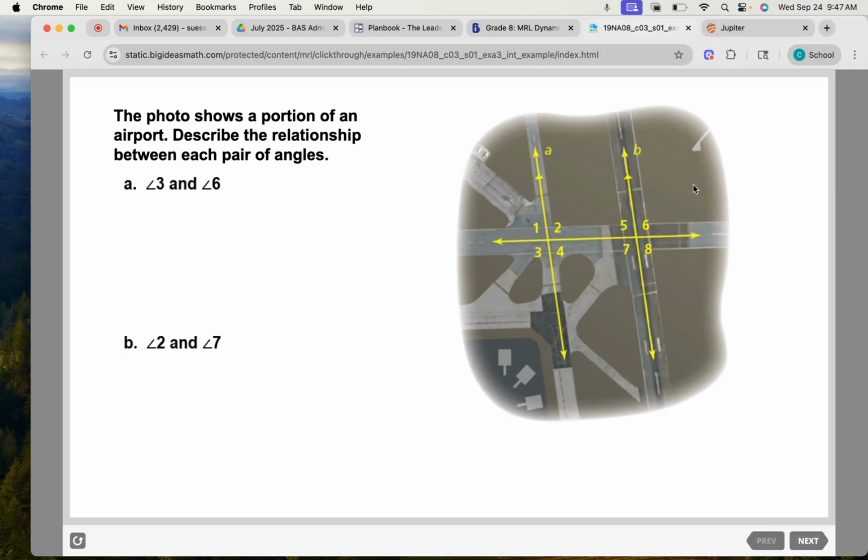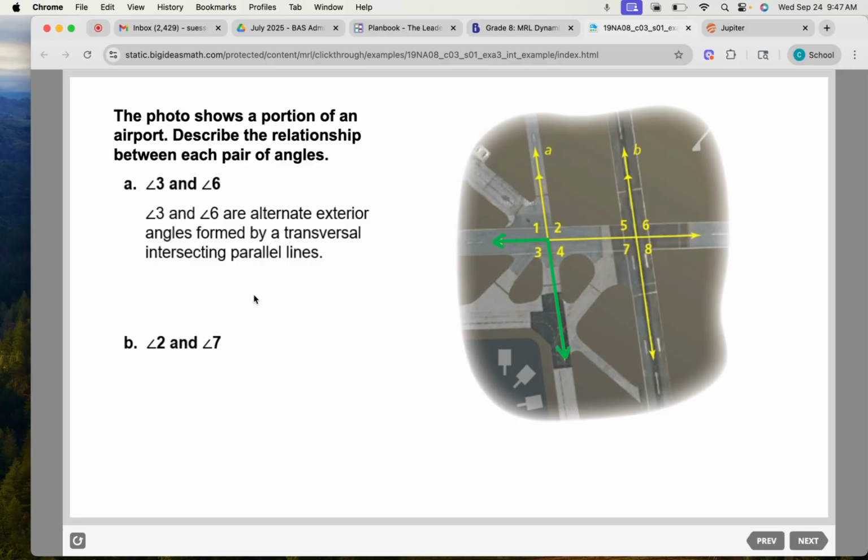So let's find angle 3, way over here on the left, and angle 6, way on the right. First of all, are these interior angles or exterior angles? Why are they exterior? Because they're on the outside of the parallel lines. Very good. Now, are they on the same side of the transversal? So they're alternate. So you're going to call angle 3 and 6 alternate exterior angles. You don't have to write the rest of that.